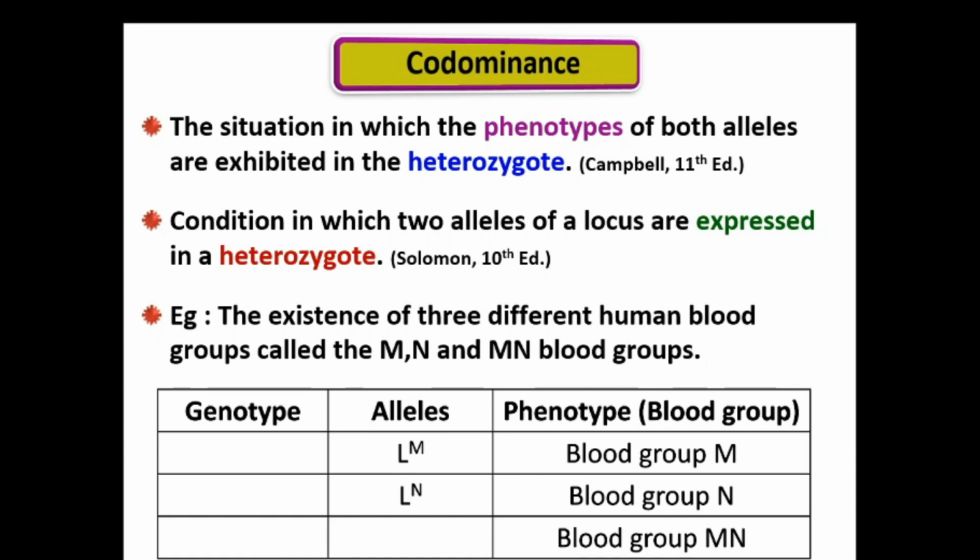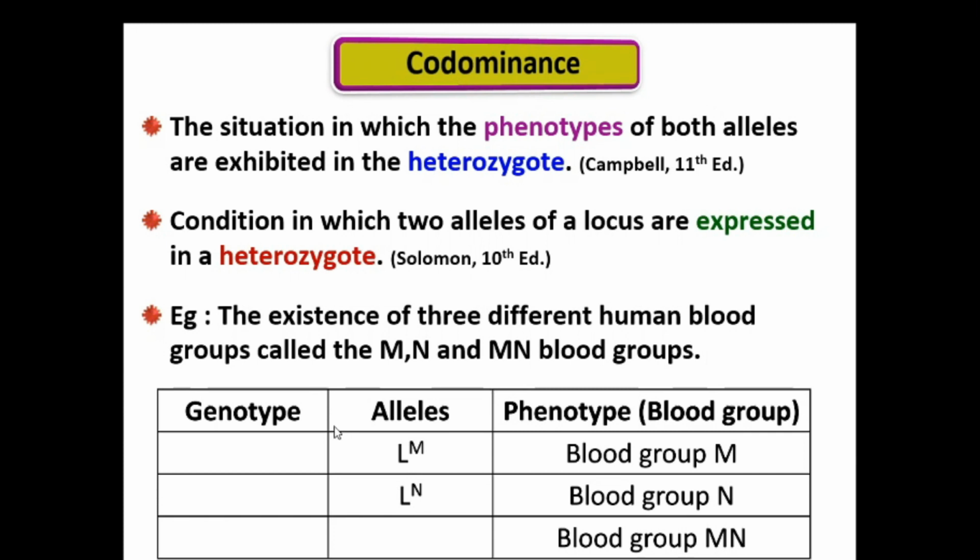For the codominance here, it is the situation in which the phenotypes of both alleles are being exhibited in the heterozygote. If you still remember, we have learned about the homozygous and heterozygous. So it is the condition in which these two alleles of a locus are expressed in the heterozygote. For example, we can discuss the existence of three different human blood groups called the MN blood groups. We have blood group M, blood group N, and also blood group MN as the result of the codominance.